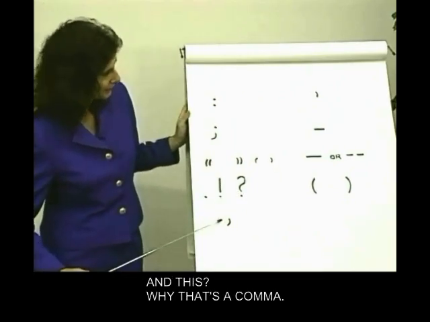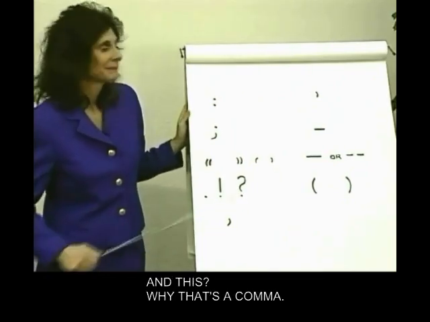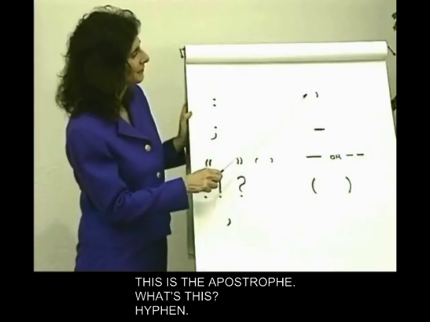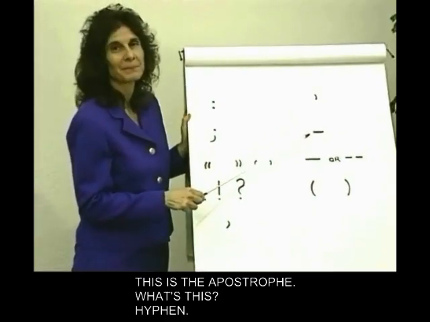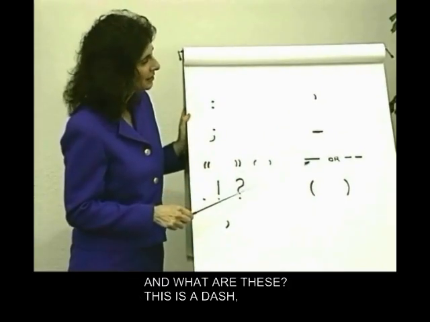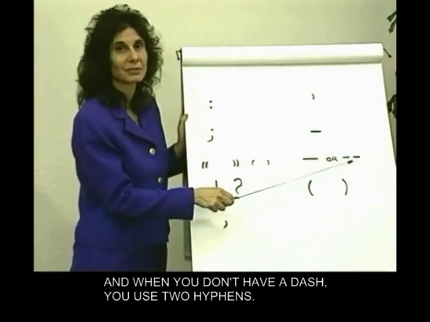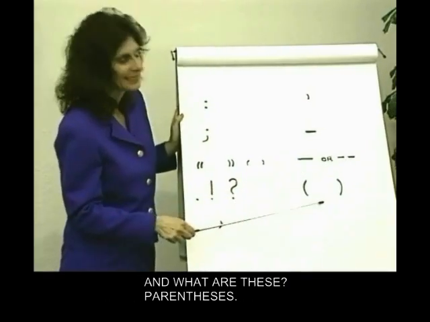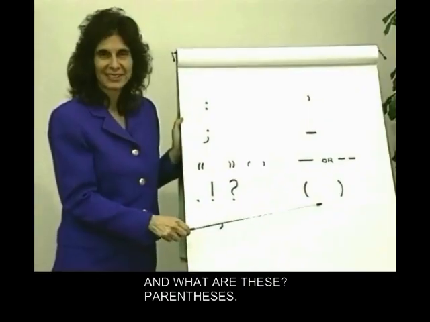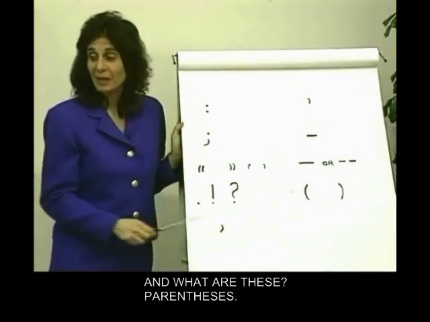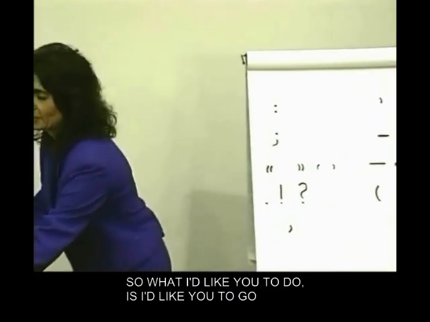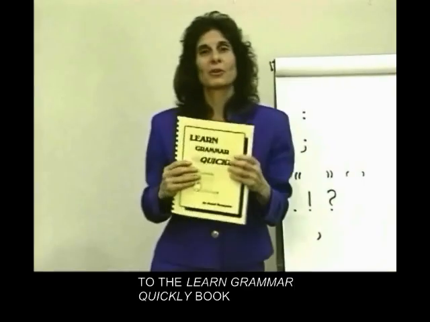And this? Well, that's a comma. This is the apostrophe. What's this? Hyphen. And what are these? This is a dash. And when you don't have a dash, you use two hyphens. And what are these? Parentheses.